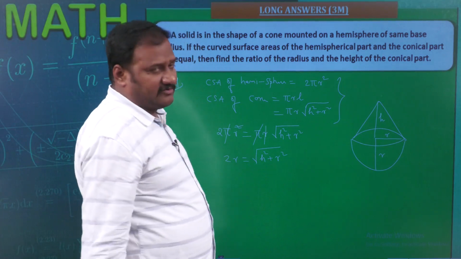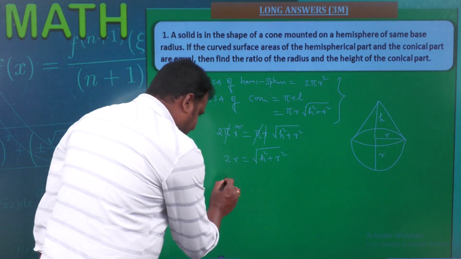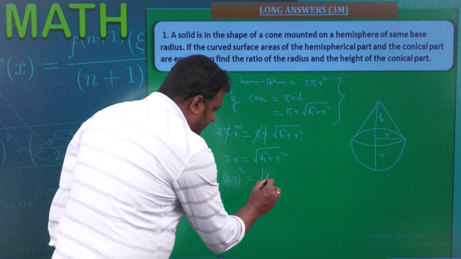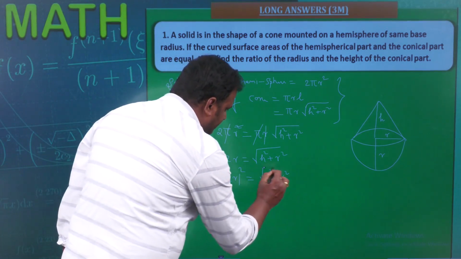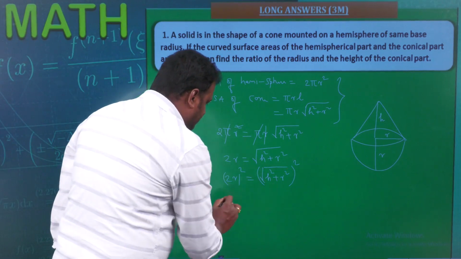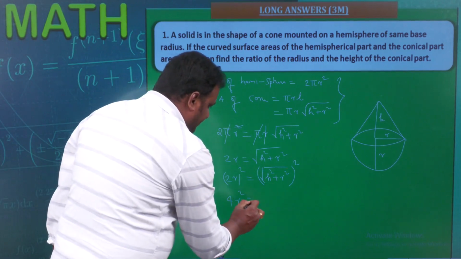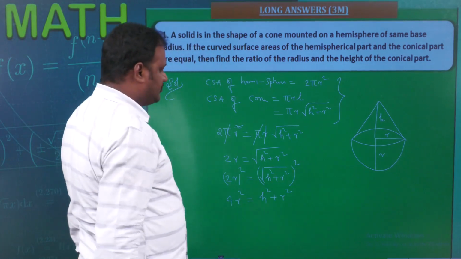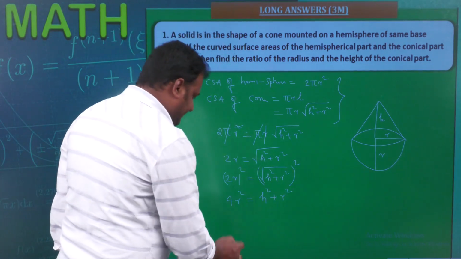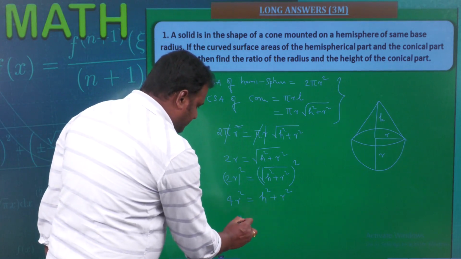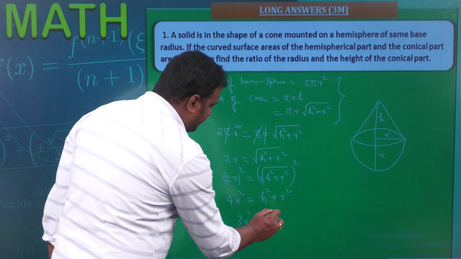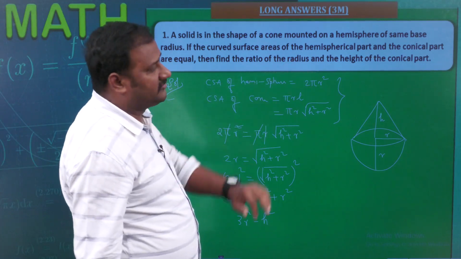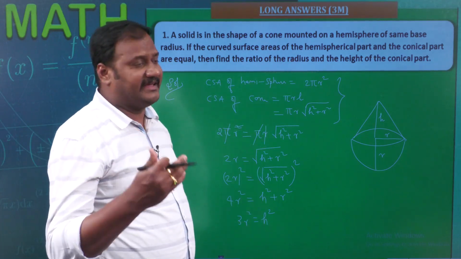So to remove the square root, you will have to square it on both the sides. So 2r whole square is equal to square root of h square plus r square, whole square. What is 2r whole square? Which is 4r square. Square and root cancel, remaining h square plus r square. So when you transpose r square to this side, 4r square minus r square equals 3r square is equal to h square. But what do you want? Then find the ratio of radius and height of the conical part.